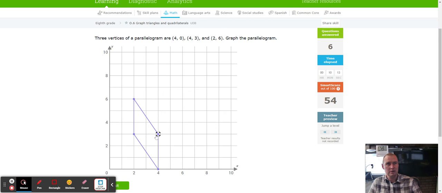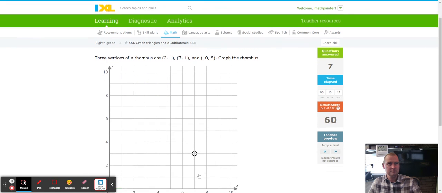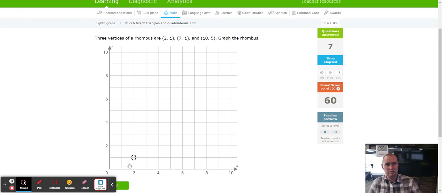So parallel, parallel, up 3, up 3. Yep. Looks good. And here is the actual rhombus. So we're going to go to the right 2, up 1. Right 7, up 1. Right 10, up 5. 1, 2, 3, 4, 5. And we're going to create a rhombus. So keep going until these lines are parallel.